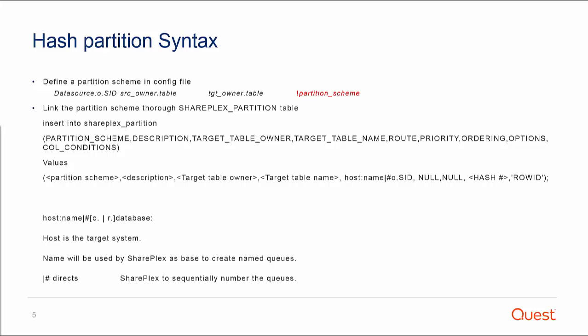Using the partition scheme, the condition in the partition table, and the number defined in the route, SharePlex builds the partitions using a hash algorithm. Note to enclose the case-sensitive names in double quotes. Most of the columns defined in the insert statement are self-explanatory. The route column has the target system details along with the queue name and the number of partitions to be created by SharePlex. A pipe and hash defined in the route helps SharePlex to determine the number of queues that it has to create.